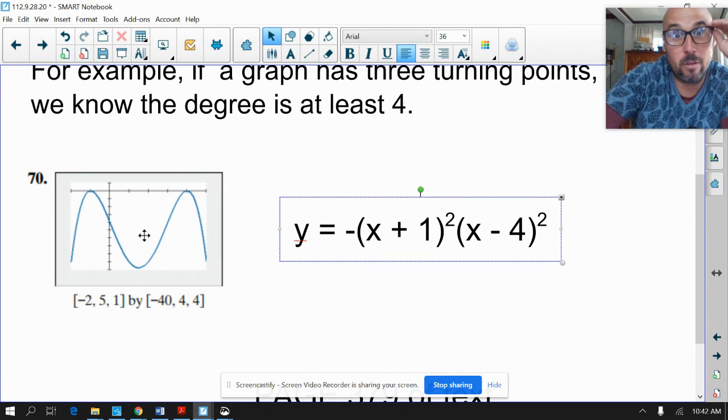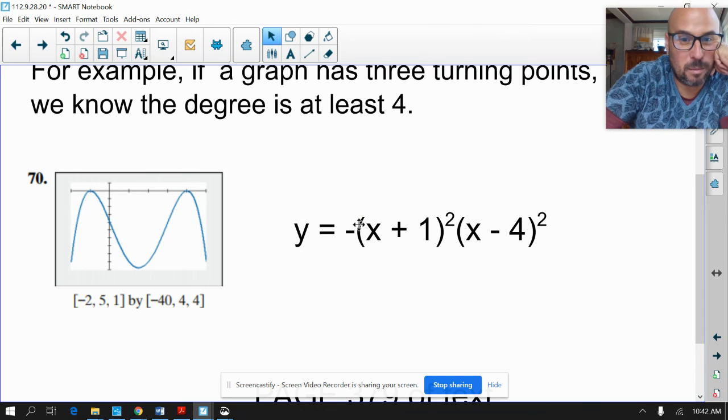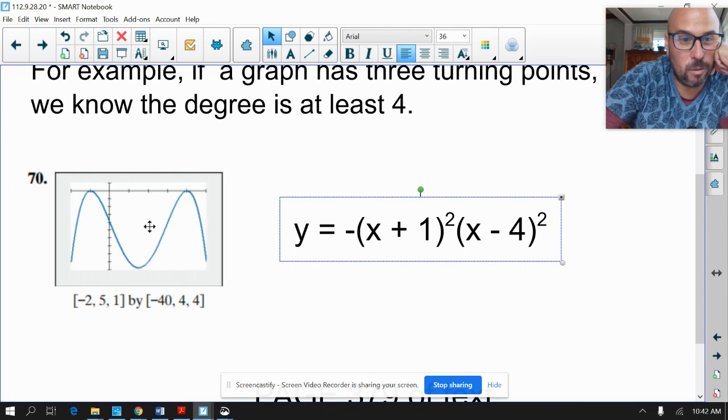Now, to be totally correct, we'd have to do a little bit more investigating. Remember the y-intercept was 0, negative 16? Well, what would happen if I plug in 0 into this? Do I actually get negative 16? And I think you do. When you plug in 0 for x, this becomes 1 squared, which is 1. When you plug in 0 for x, this becomes negative 4 squared, which is positive 16. But then that positive 16 is being multiplied by negative 1, so you do get negative 16. This would be an acceptable answer for coming up with a polynomial for this.